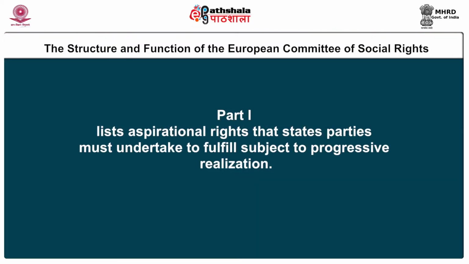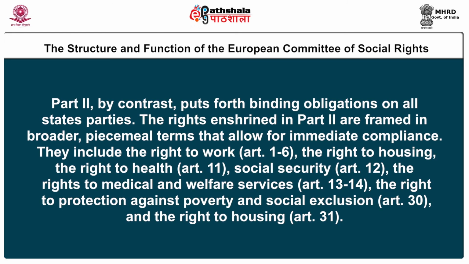Unlike the ICESCR, the European Social Charter is divided into two distinct sections. Part 1 lists aspirational rights that state parties must undertake to fulfill, subject to progressive realization. Part 2, by contrast, puts forth binding obligations on all state parties. The rights enshrined in Part 2 are framed in broader, piecemeal terms that allow for immediate compliance.